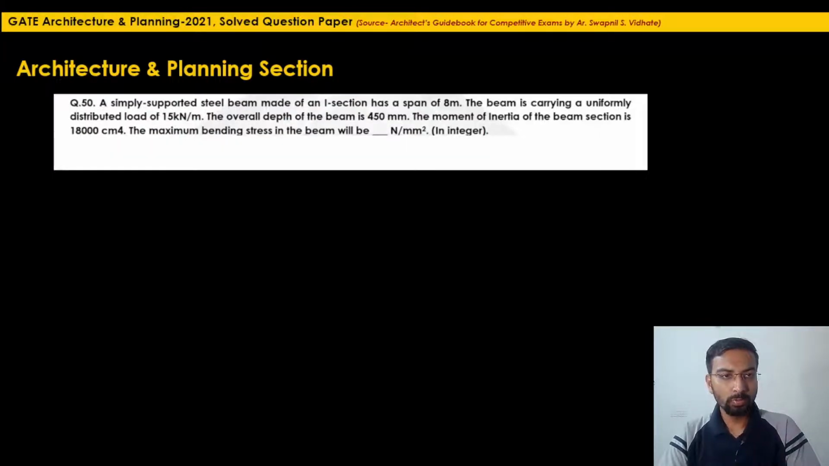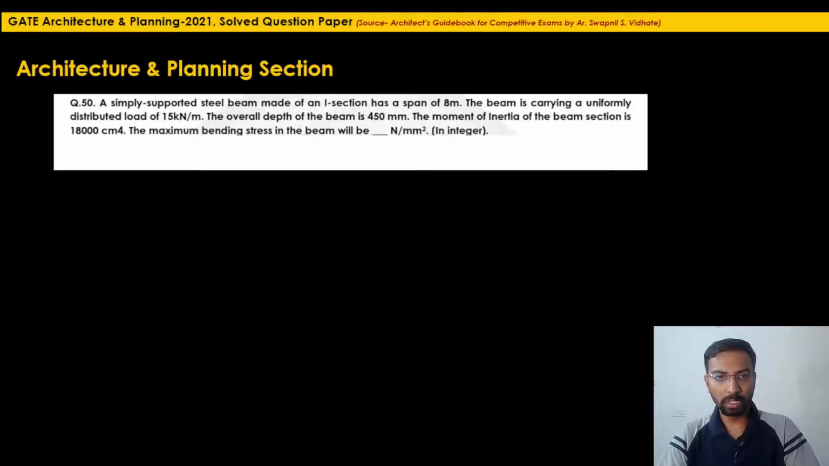Next question 50, it is related to theory of structures. The question is, a simply supported steel beam made of an I section has a span of 8 meter. That means L is 8 meter. The beam is carrying a UDL of 15 kilonewton per meter. The overall depth of the beam is 450 mm. The moment of inertia of the beam section is 18,000 centimeter raised to 4. The maximum bending stress in the beam will be dash Newton per mm square.